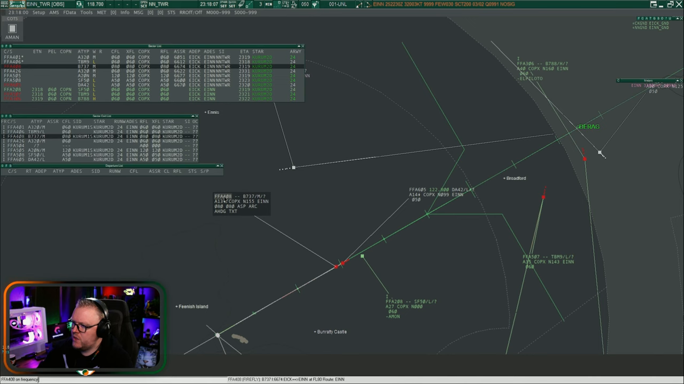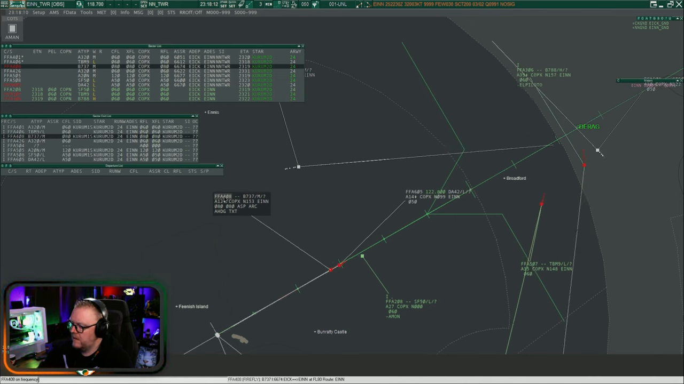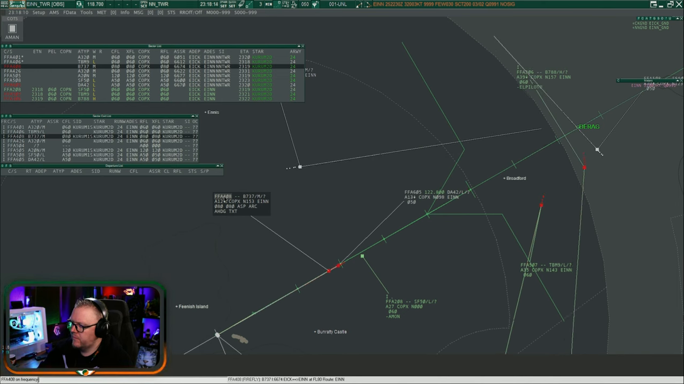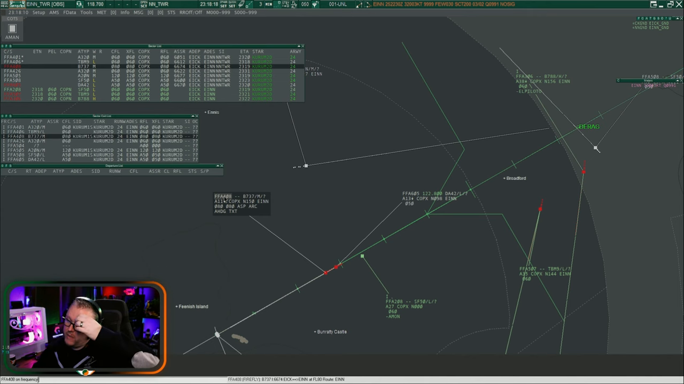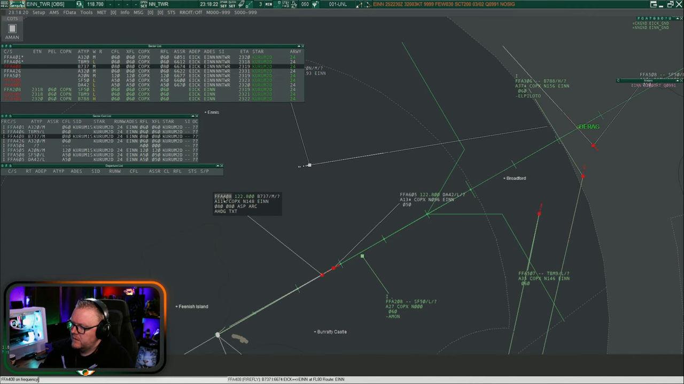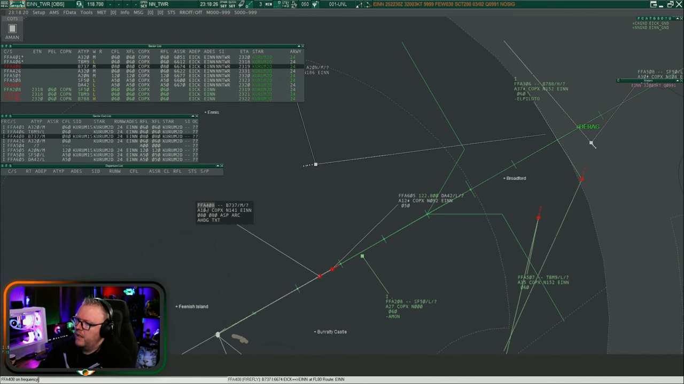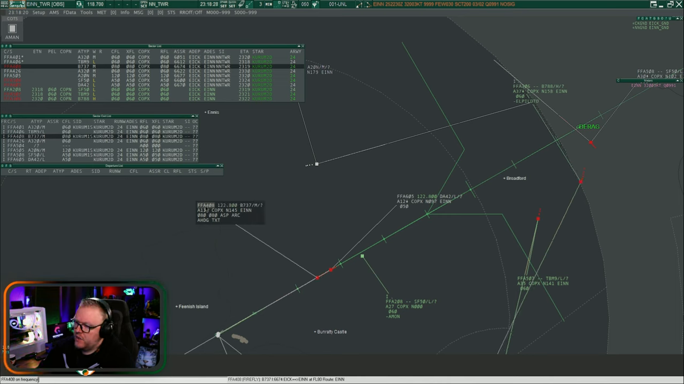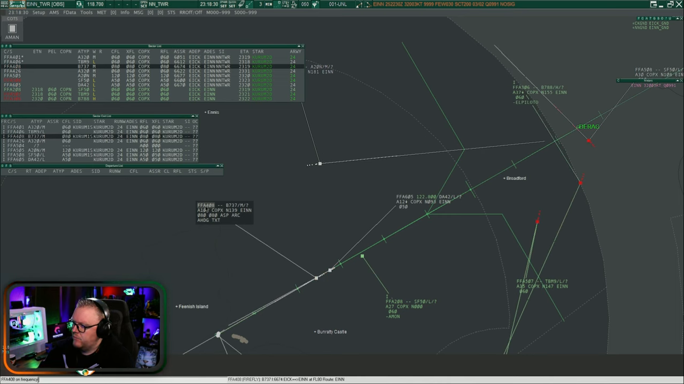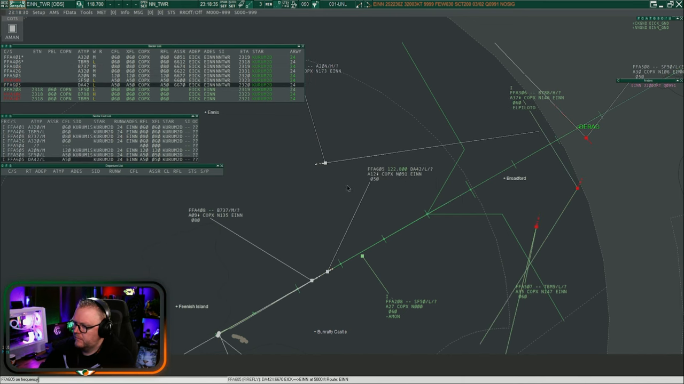Firefly 402, runway 24 clear to land. Do we even have 408? Firefly 408, Shannon Tower. Firefly 408, winds 320 at 3 knots, runway 24 clear to land. Clear to land, Firefly 408.